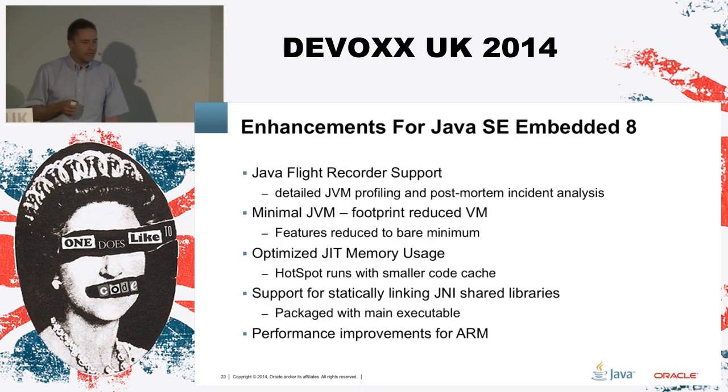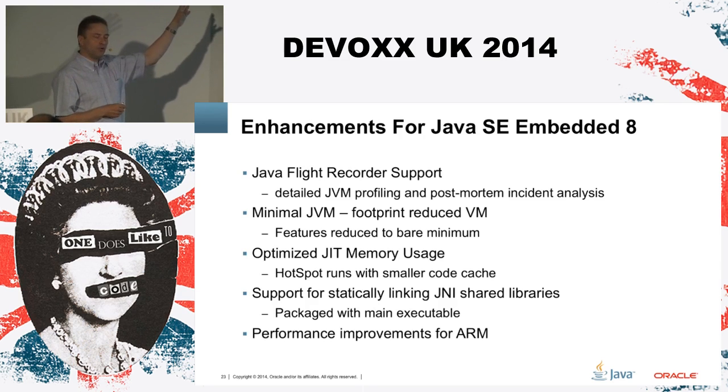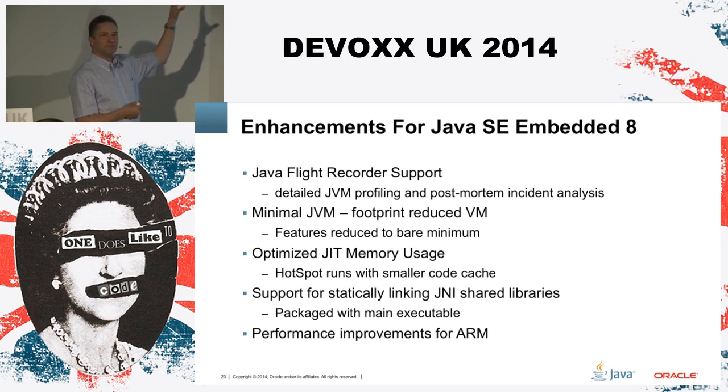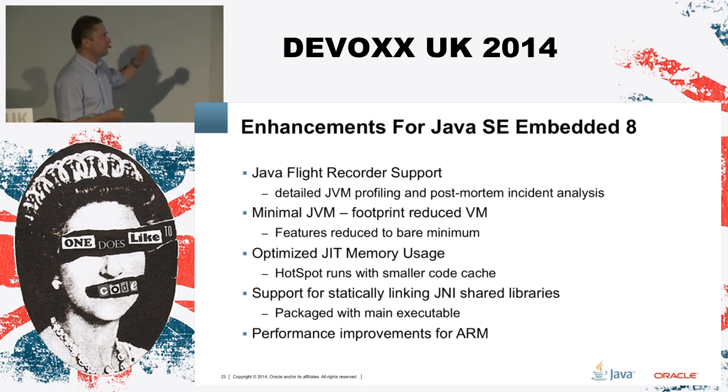What we've also done is to add some enhancements specifically for the embedded platform. So this is separate from the libraries, separate from the language. This is more about the actual virtual machine and the runtime environment. So we've added support for Java Flight Recorder. That's what came from the JRockit JVM that was Oracle and BEA before that. So that gives you some very useful profiling tools and the ability to do post-mortem analysis after your application has stopped doing what you wanted it to do.